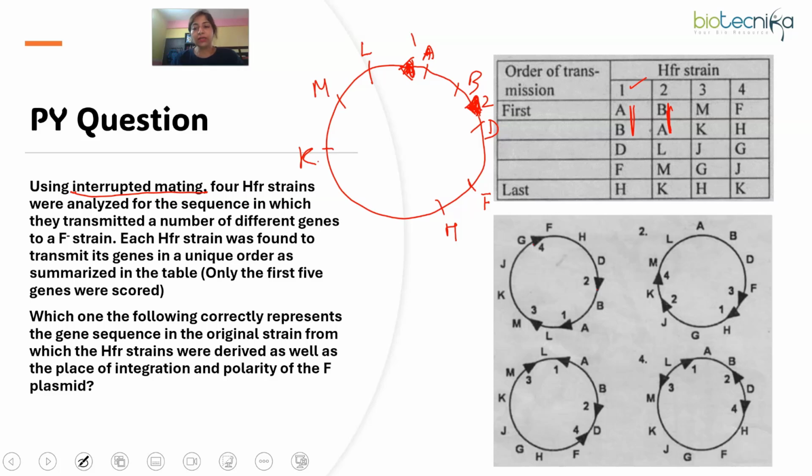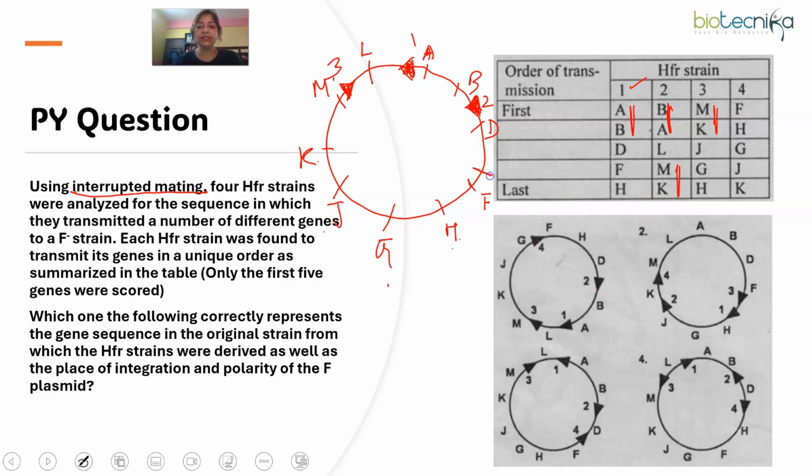Now what about strain 3? It is MK. So again we have to look for overlap. We have got an overlap here of MK. So it is MK, then J, then G, and H is already placed. Now M is going first followed by K, so here has to be the integration site for the third strain. And for the fourth strain, F, H, G, J, K. So all the genes are placed.